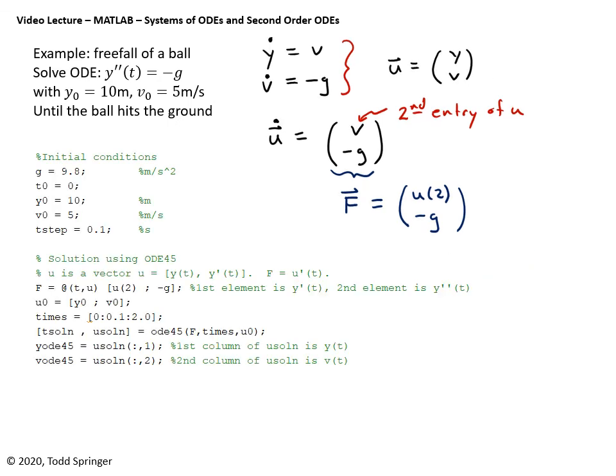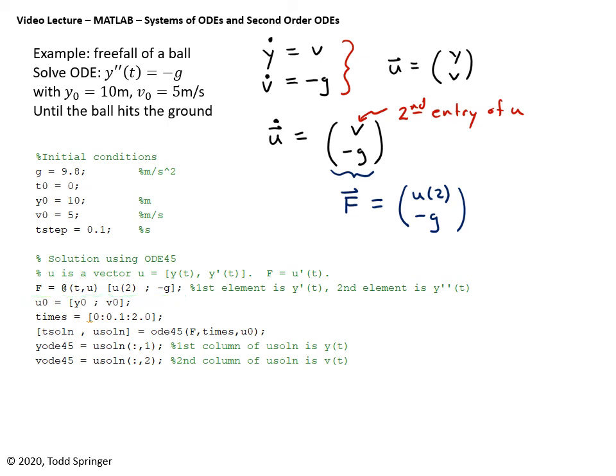Here's the script. Again, the first 5 lines is just defining the variables. And then this line here is the tricky one, defining that function f. I defined it just the way that I wrote on the previous slide, right? So my vector f is the right-hand side of that system of ODEs. Everywhere I have a y, I replace it with u of 1, and everywhere I have a v, I replace it with u of 2. So there it is, there's the f function.